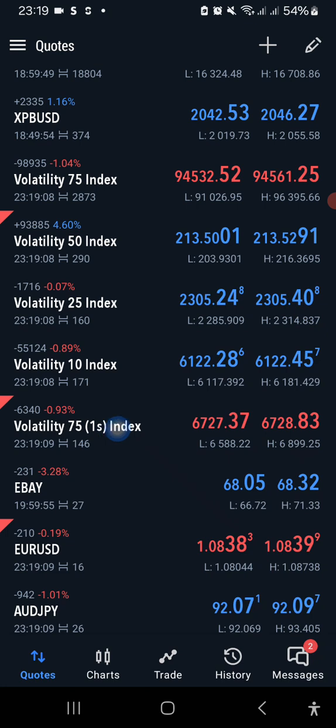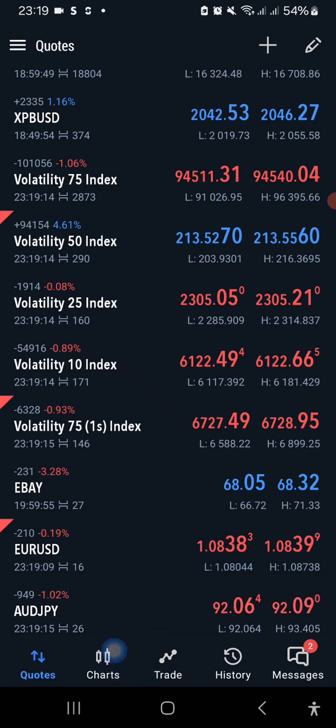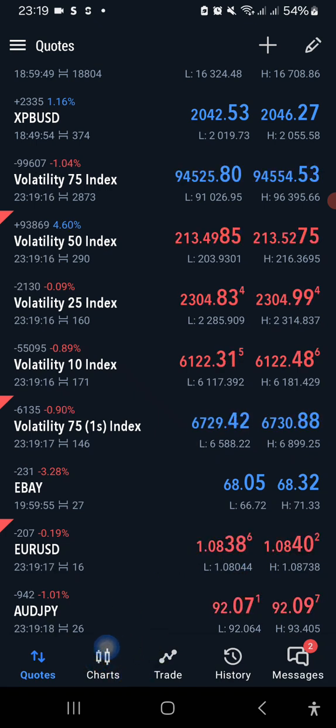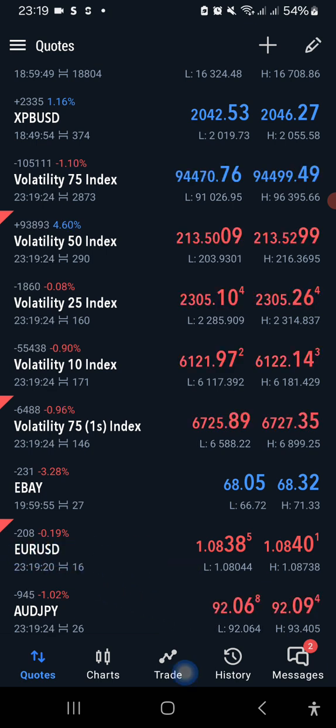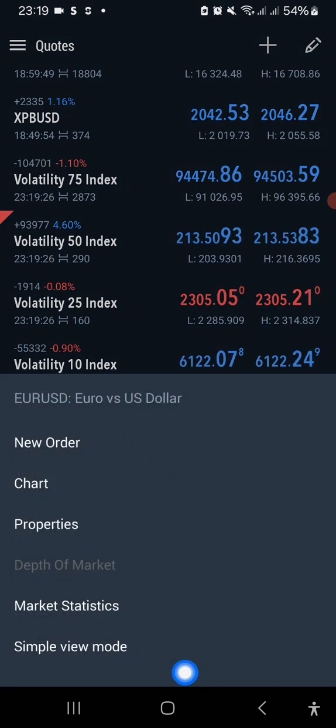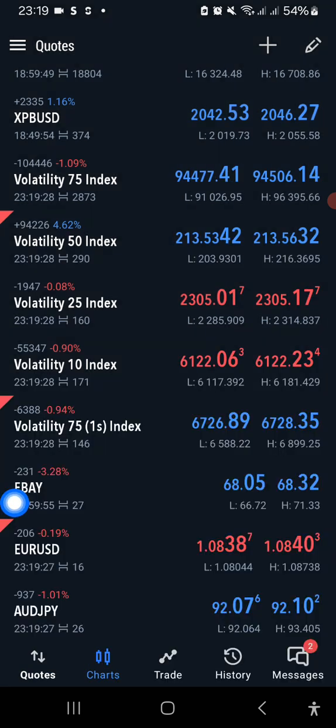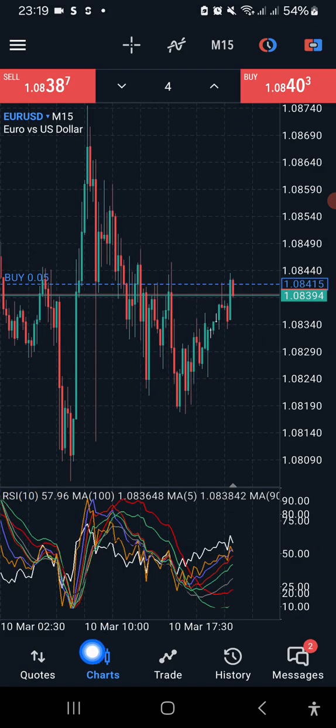You see, we have this 75. We have a trade running here. This is Euro USDT. We have the chart. This will give you a chart of the currency pair. So if you want to view the chart for Euro USDT, you click on Euro USDT, you select chart. It will take you to the chart. You see, we are here now. You can see the chart for Euro USDT.